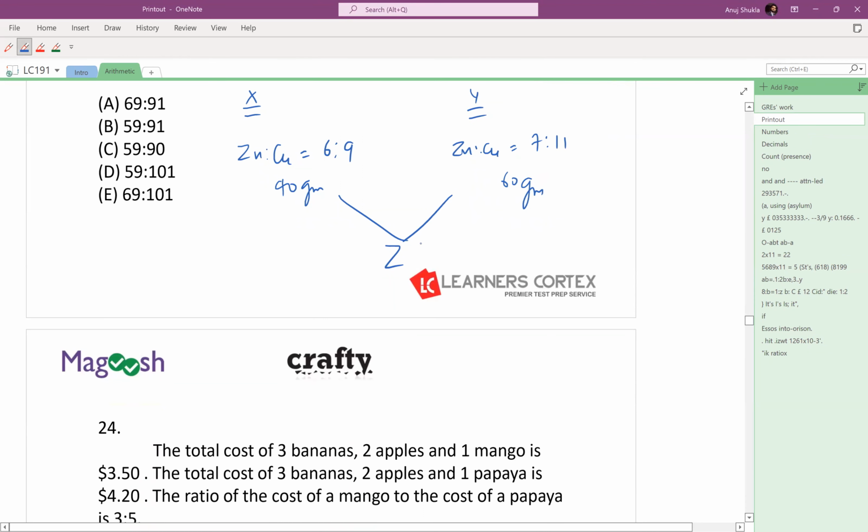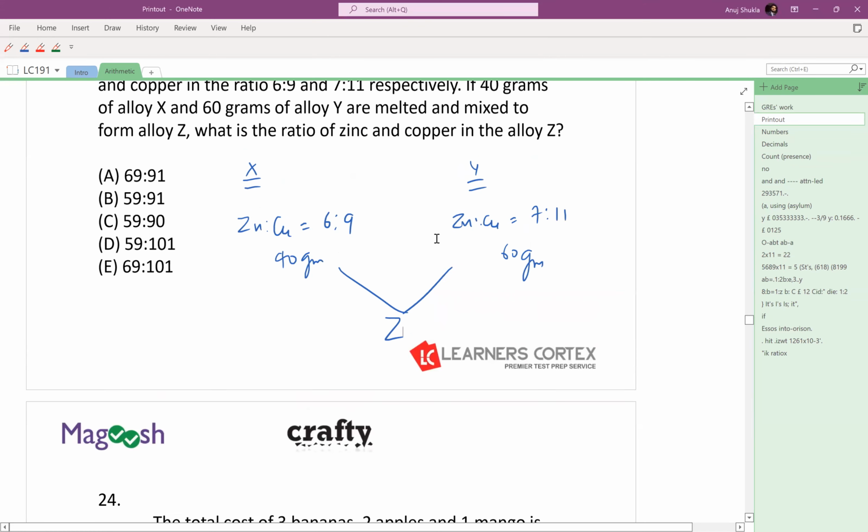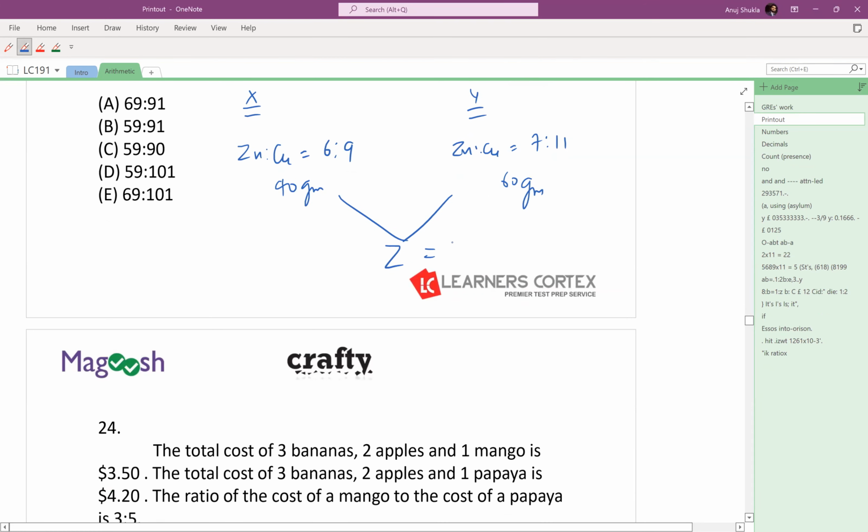Very simple. What can you say? Zinc and copper ratio in alloy Z. Can I say zinc from X plus zinc from Y, divided by copper from X and copper from Y? Zinc from X is 6 divided by 6 plus 9, into 40 gram. Zinc from Y is 7 divided by 7 plus 11, into 60.